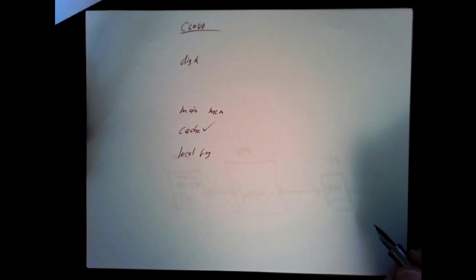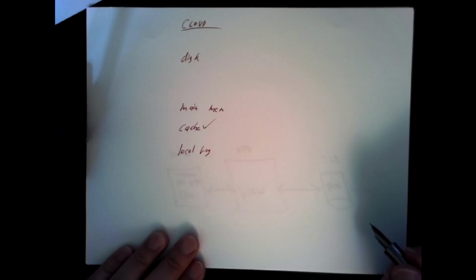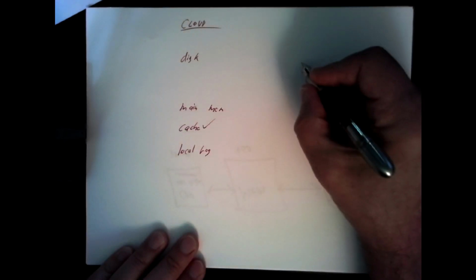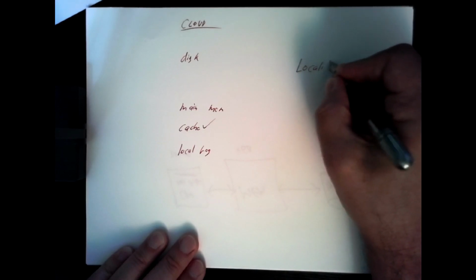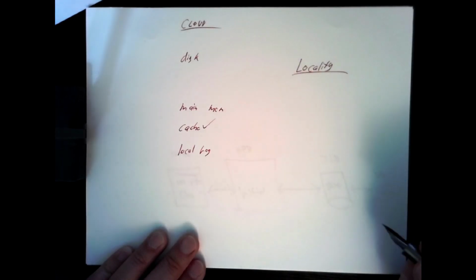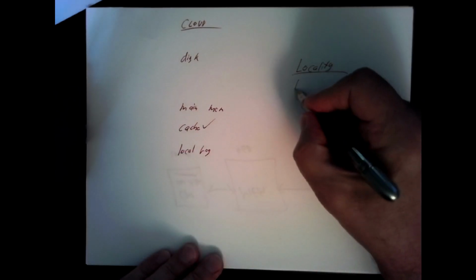Because the way that people write programs, we tend to have what's called locality. Meaning that if I tried to access location 48 in main memory just now, I'm probably going to try to do it again. So this is called temporal locality.